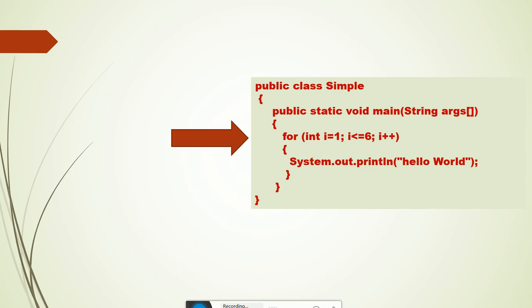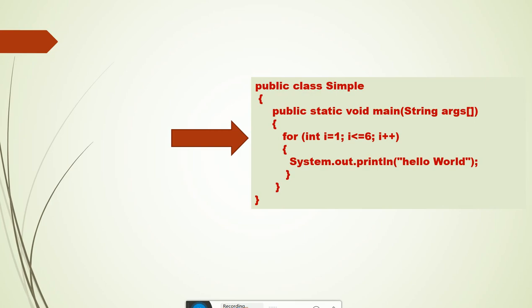The first time it executes, the value of i is 1. The second time it executes, the value of i is 2. Likewise, it increases after execution of this code. When the value of i is 6, it checks again: 6 is less than or equal to 6, so it executes. When the value of i is 7, is 7 less than or equal to 6? No, it's false. So control will not execute this statement.